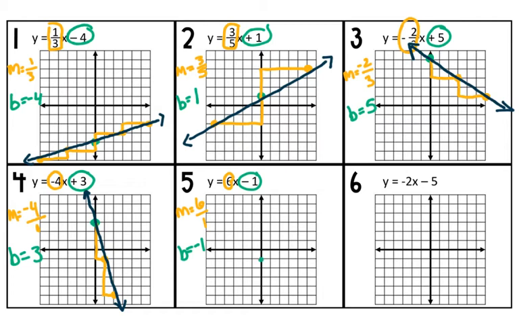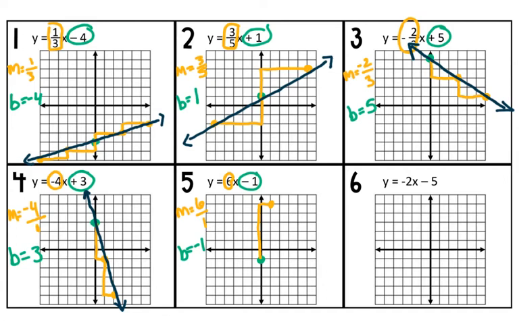So -1 on the y-axis. Now I'm going to go up 6: 1, 2, 3, 4, 5, 6, and over 1. So you can see there's 6 spaces up over 1.